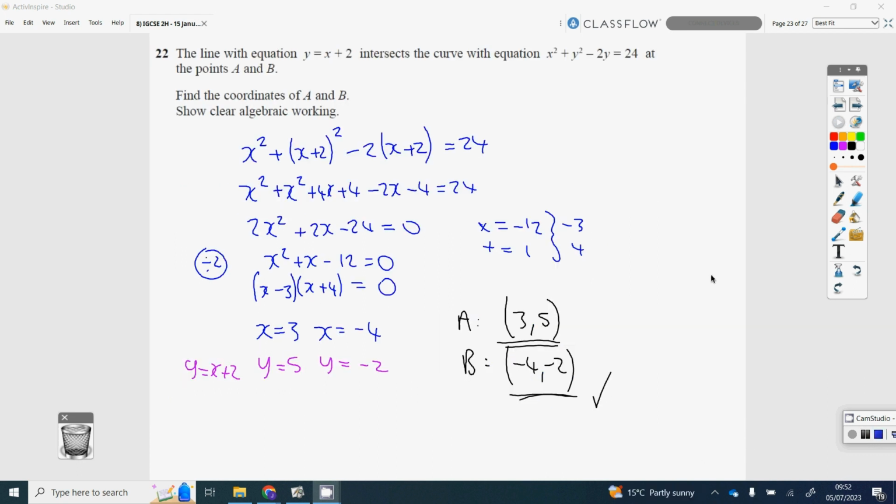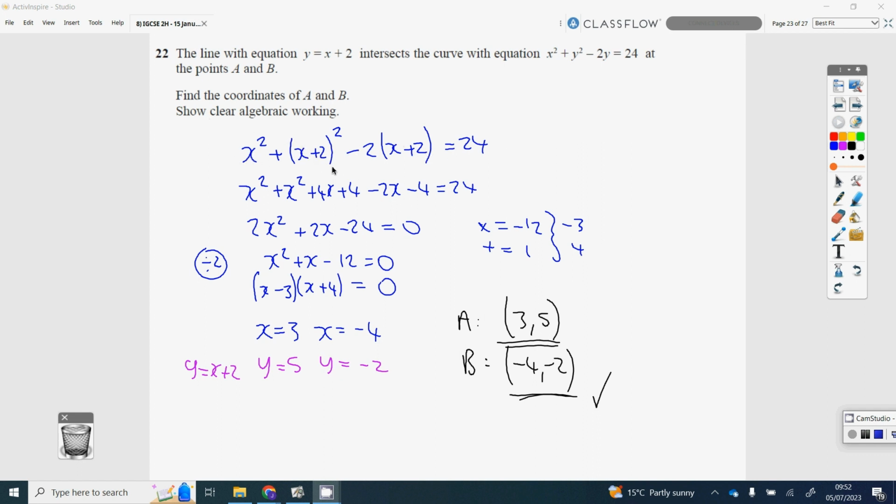Question 22. So the curve and the line intersect where they equal each other. So I can replace my x and my y inside the curve, so both here and here. I can replace the y with what it is equal to, which is x plus 2. So this is the key line of workings, okay? I've rewritten the curve, replacing y with x plus 2. And as you can see now, my only unknown is x. So I just have to solve this to find out x.